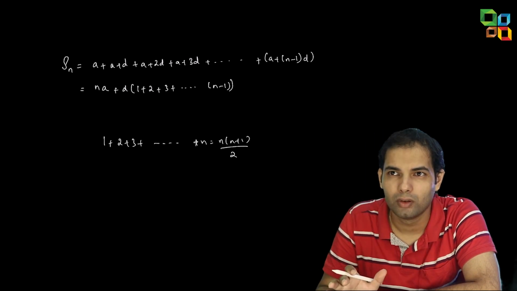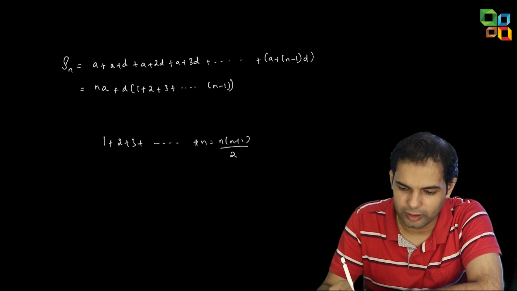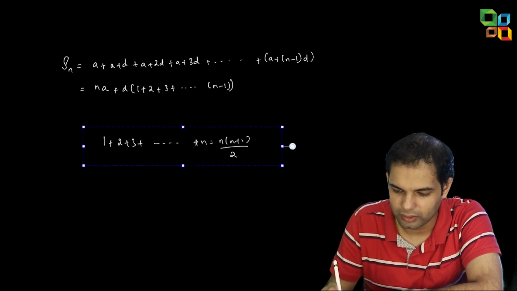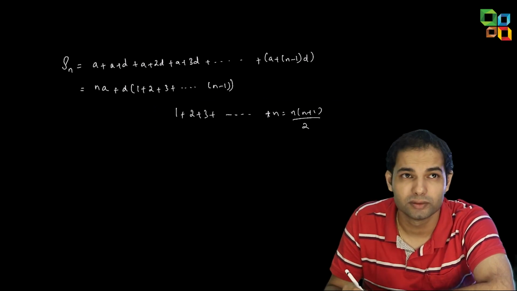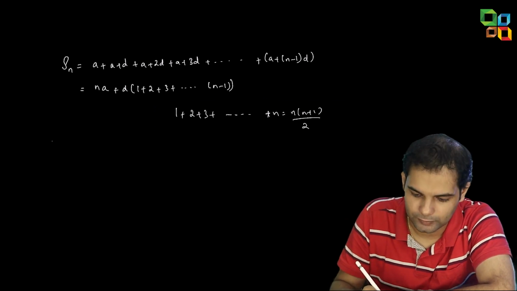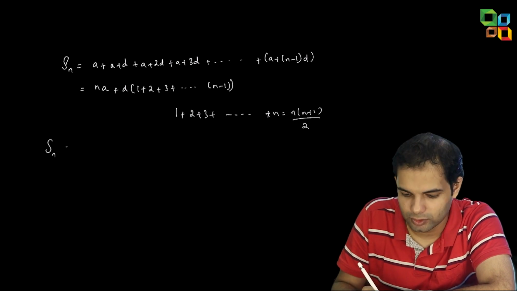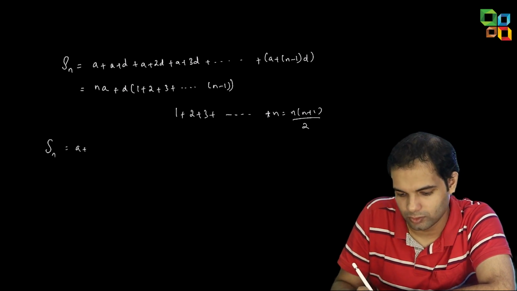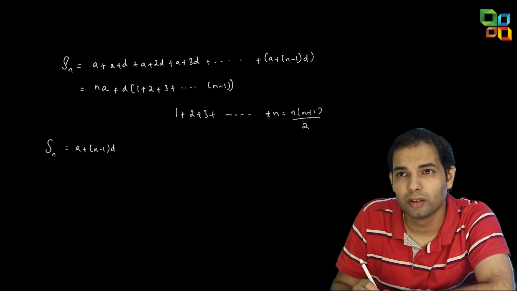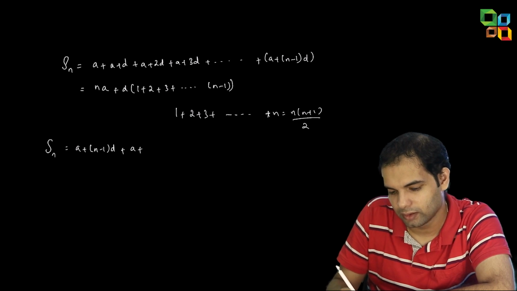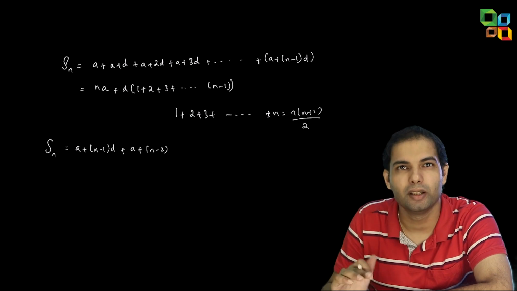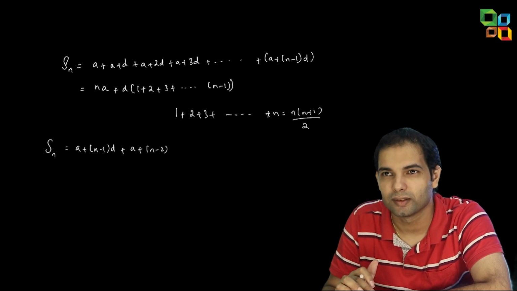No, sir, we did not combine. Okay. Tell me your method. We'll try your method. It's fine. We'll keep this aside. What should I do from your method? So S of n is equal to a plus n minus 1 into d, plus a plus n minus 2 d. Okay. You want to write in the reverse order. That's what you're saying. Yes.